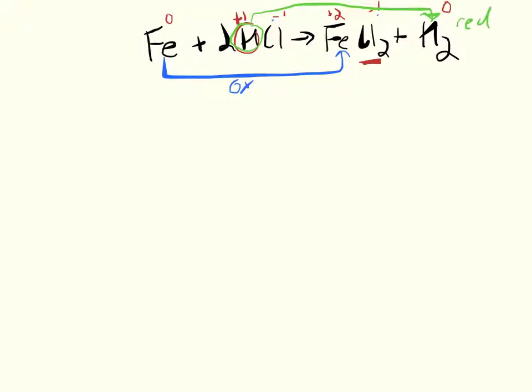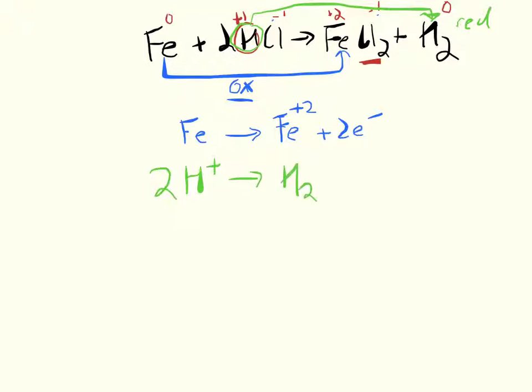So writing the two half reactions, well, for iron, it would be Fe goes to Fe2+. So to balance out the charge, we need 2 electrons on this side. Since they're a product, that means they were released, they were lost, which supports oxidation. And then for hydrogen, we have 2 H+ going to H2. So to balance out the charge, we need 2 electrons on this side.